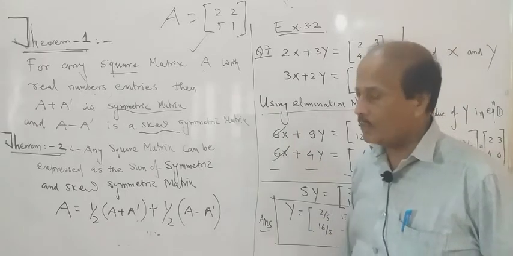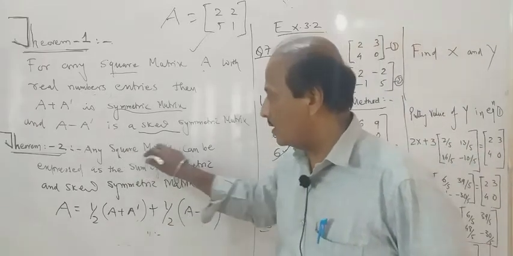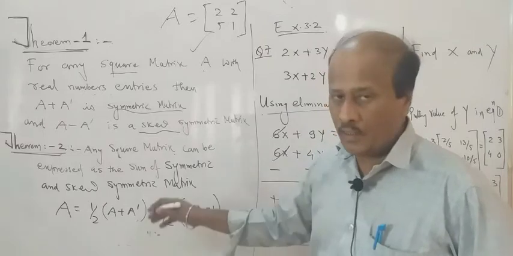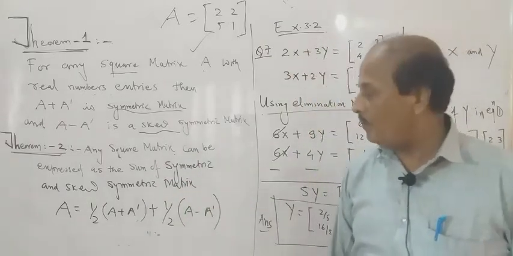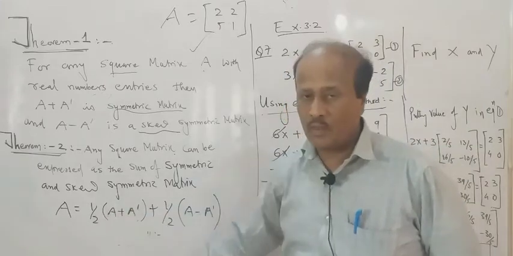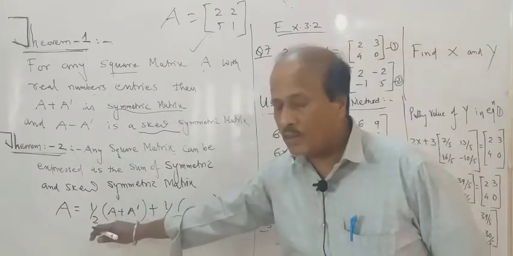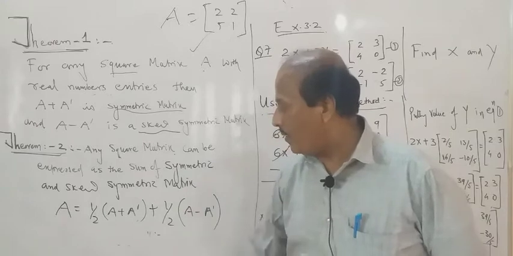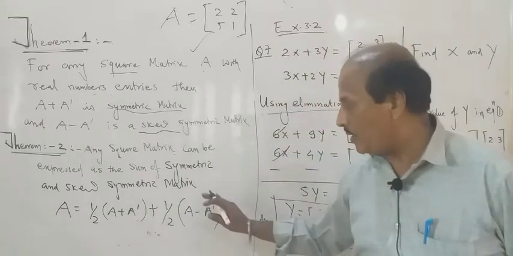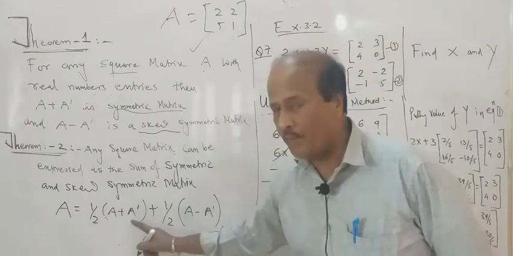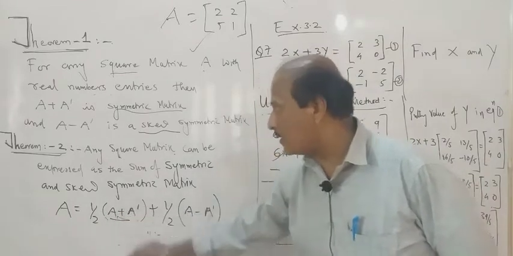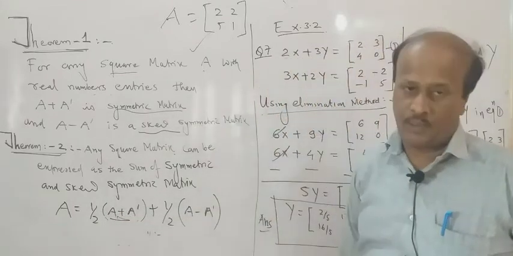Theorem number 2 says that if any square matrix is given to you, then last year it was there in the final exam, any matrix is given and it's a square matrix, you can represent this matrix in the form of the sum of a symmetric matrix and a skew symmetric matrix, but the values will be half of A plus A dash. Come on, what is A plus A dash?